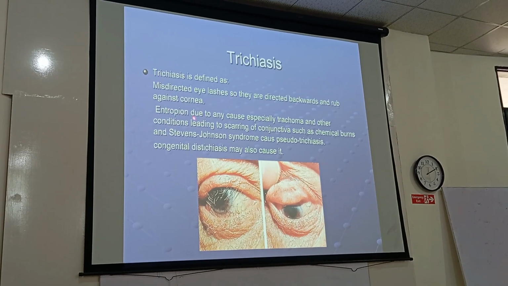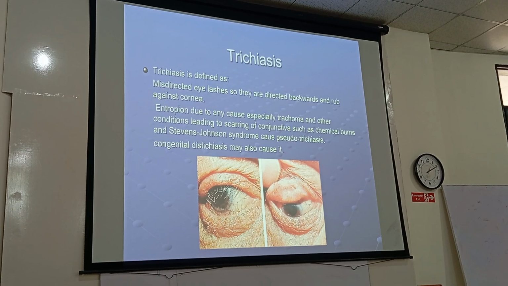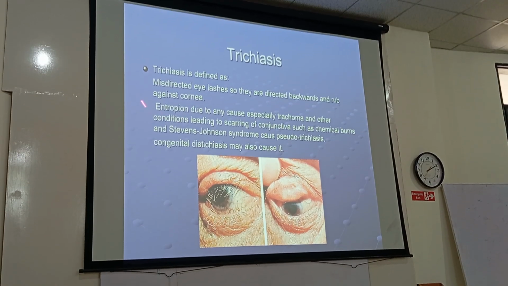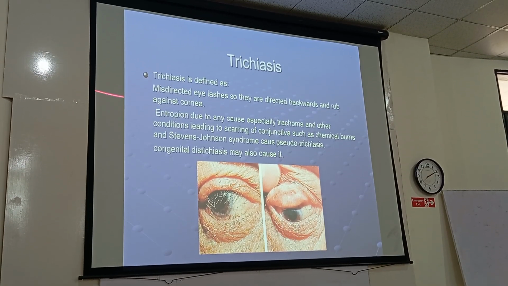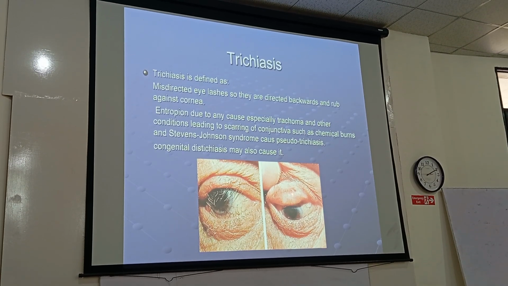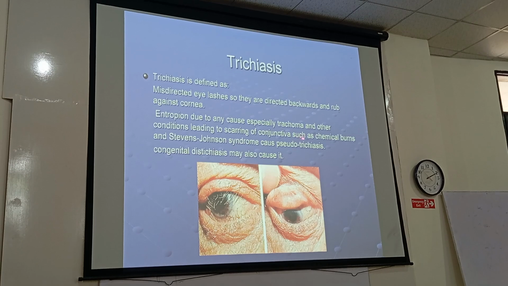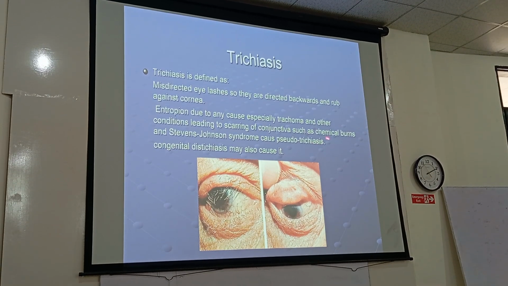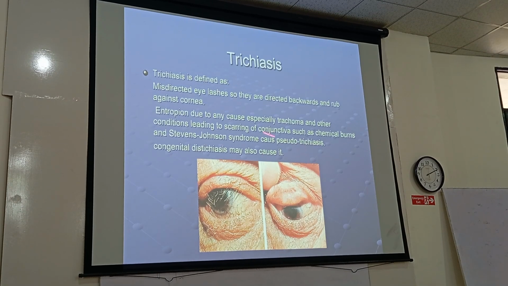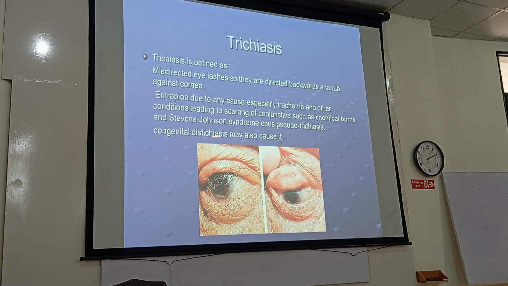So entropion due to any cause, especially trachoma, which in Urdu they used to call kukke, you must have heard. It is caused by Chlamydia trachomatis, and it causes fibrosis of the upper eyelid, which you can see, and it has caused the turning of the lid margin. Other conditions leading to scarring of the conjunctiva, the innermost layer of the eyelid, such as chemical burns and Stevens-Johnson syndrome, can cause pseudotrichiasis. Okay, so this is what I told you. Forget about congenital trichiasis right now.